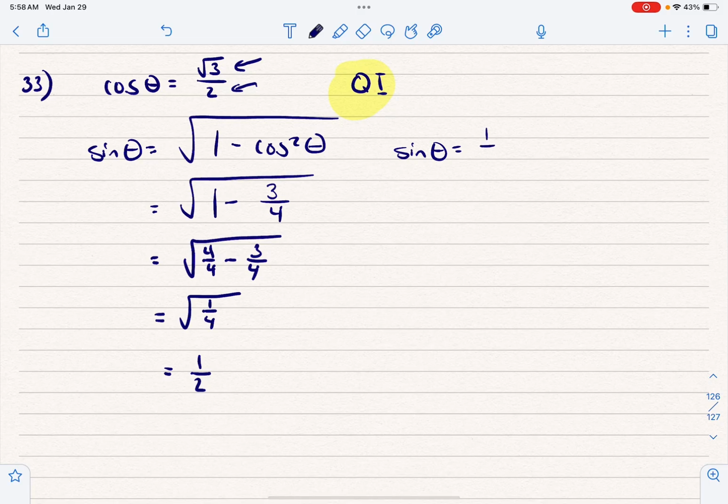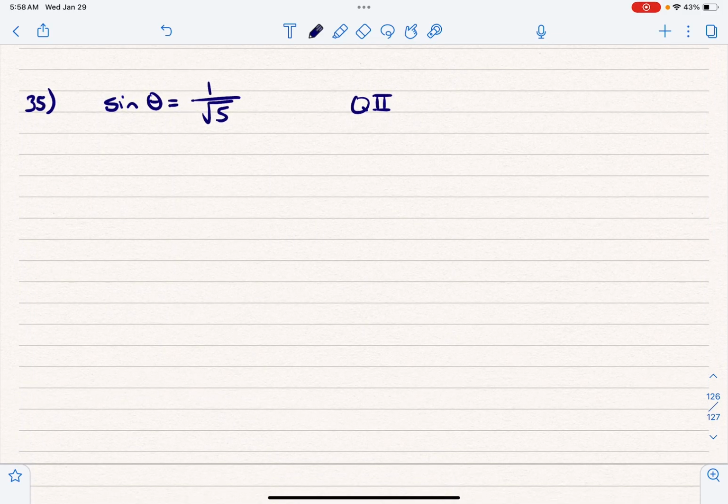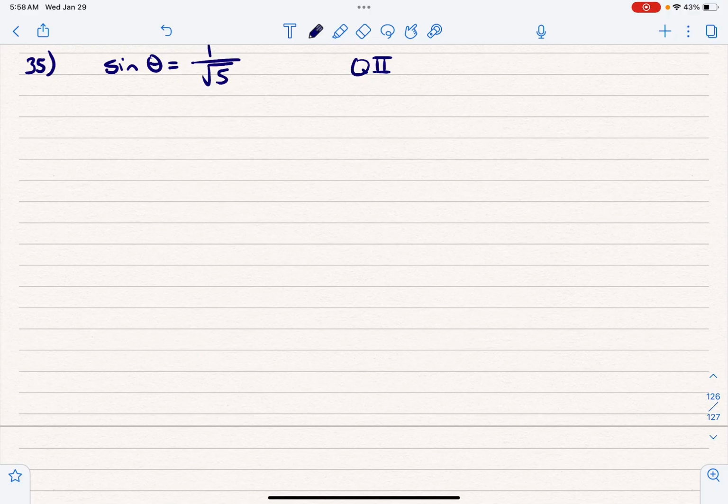Okay? So therefore, I say sine theta is equal to 1/2. Cosine theta is equal to square root of 3 over 2. Tangent theta, we just look up, 1 over square root of 3. Cotangent theta is equal to square root of 3. Secant theta is equal to 2 over square root of 3. And cosecant theta is equal to 2. All right, and one more to go. These are all really basic, and hopefully by the time you got to this point, it was pretty easy all the way across the board.